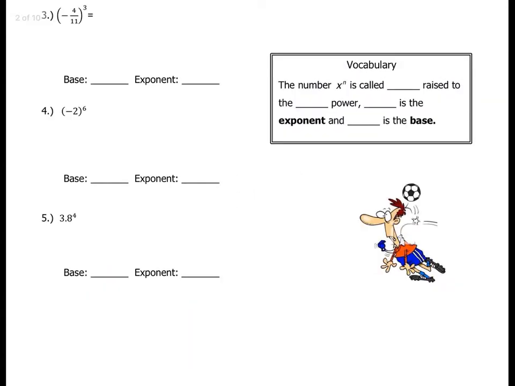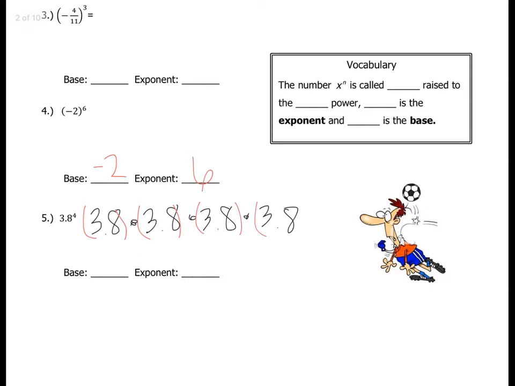All right, looking at this slide, number 3 we already did on the previous slide. Number 4 we already did. Remember that that base was negative 2 and the exponent was 6. And then number 5, we have 3.8 to the 4th power. 3.8 to the 4th power, you can write as 3.8 times 3.8 times 3.8 times 3.8, or you could choose to put that in parentheses. Decimals are not required to have parentheses, but the base of this is 3.8 and the exponent is 4.